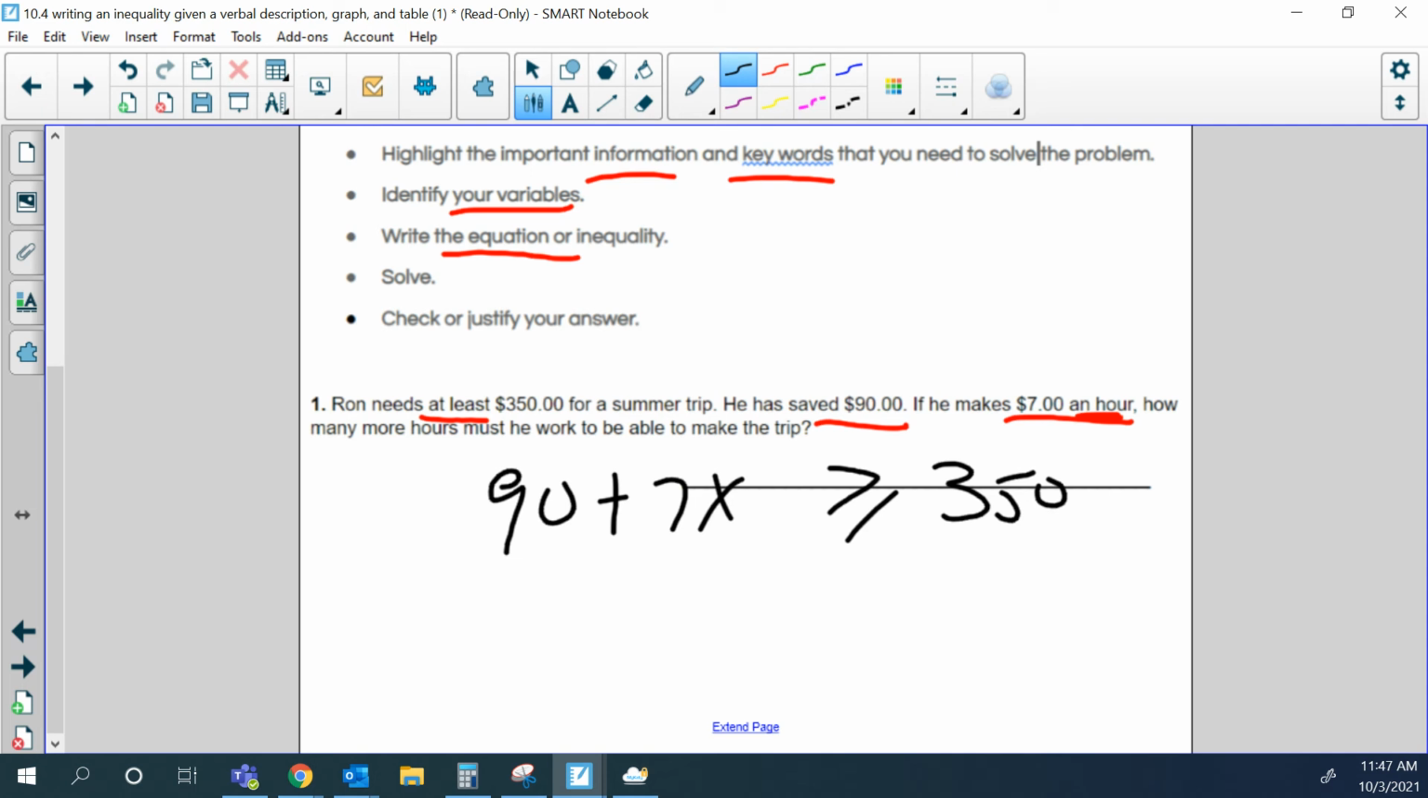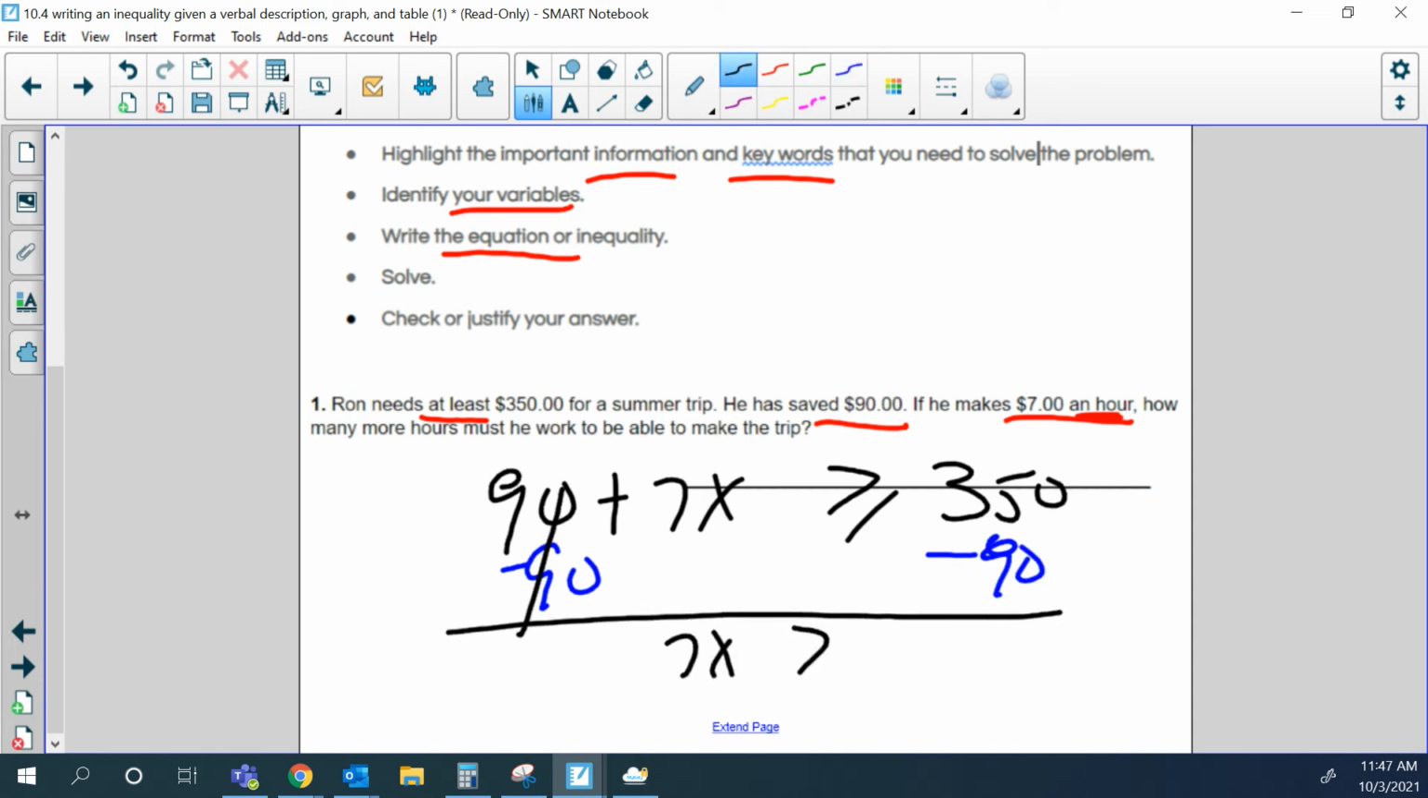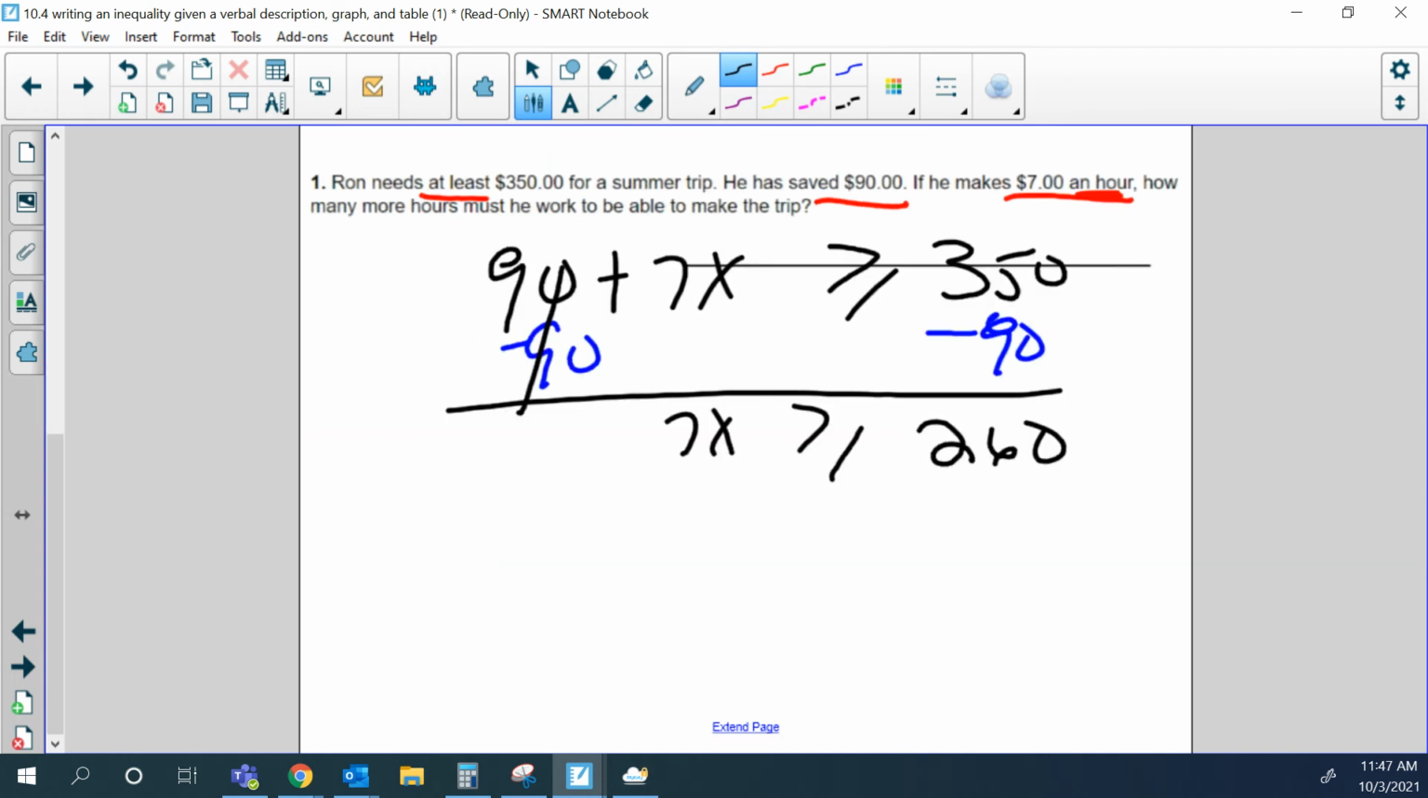We want to solve for x, so we want to isolate the variable x. I'm going to subtract 90 on both sides. That becomes 0. And so I have 7x is greater than or equal to 350 minus 90, which is 260. If I divide both sides by 7, the 7x becomes 1, so x is greater than or equal to, and I think that is 37 point something.